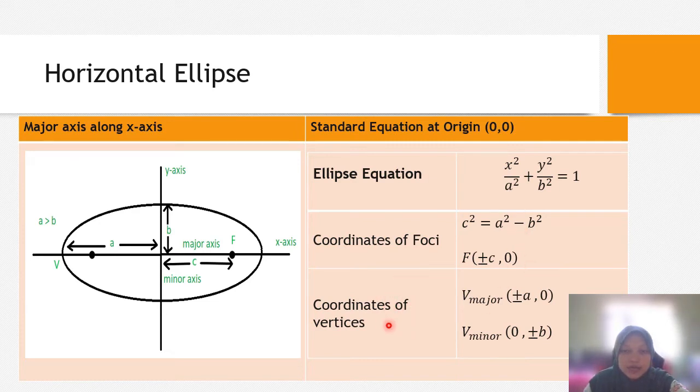The last one will be the coordinates of the vertices. The major vertices are represented by plus minus A, 0. The minor vertices are represented by 0, plus minus B.